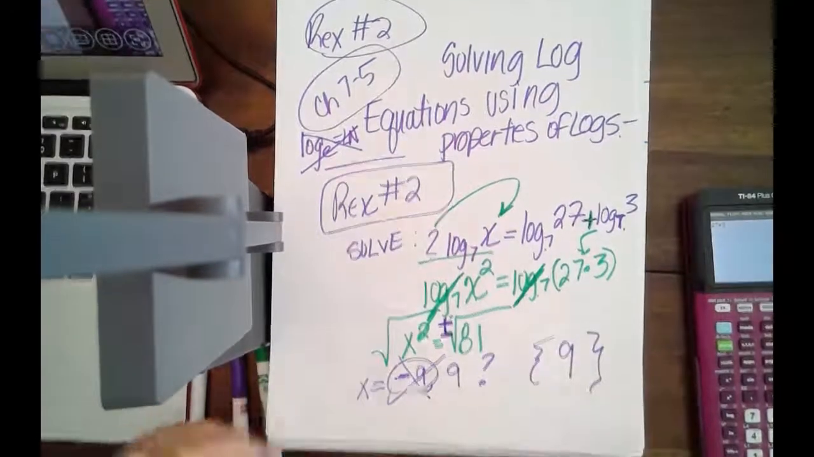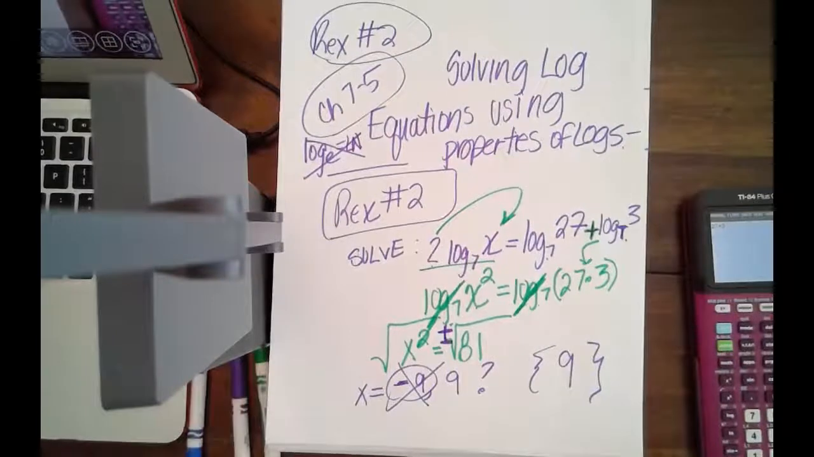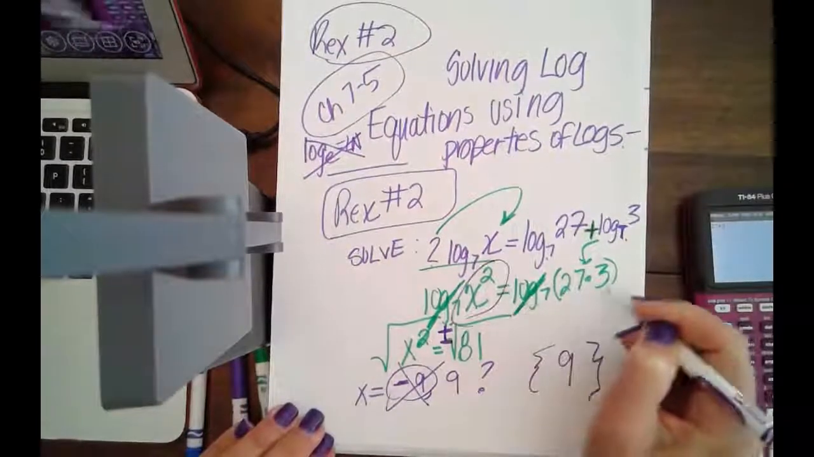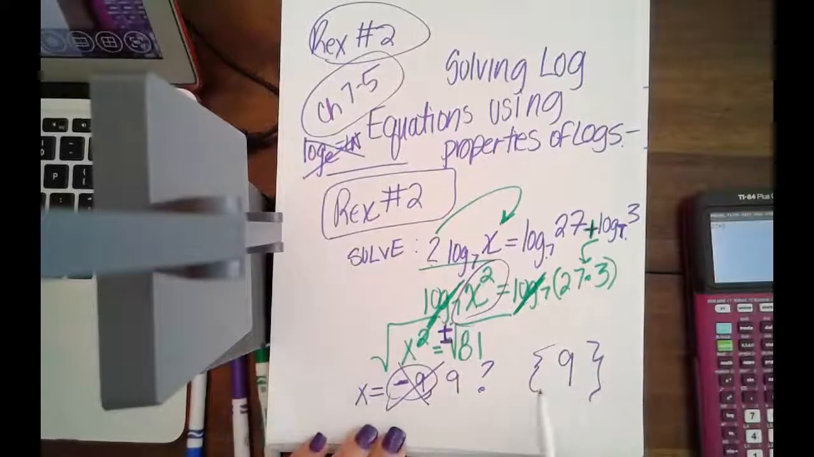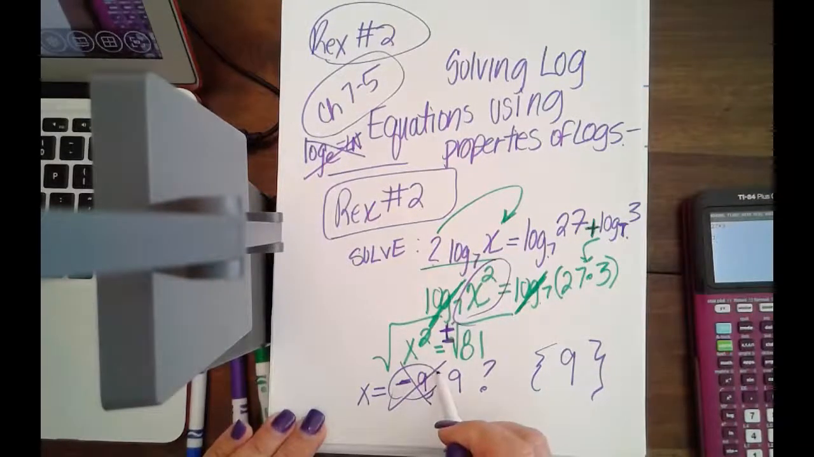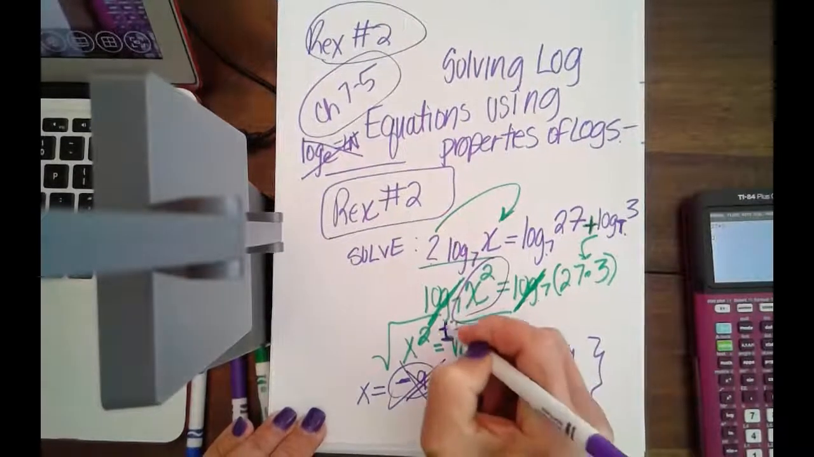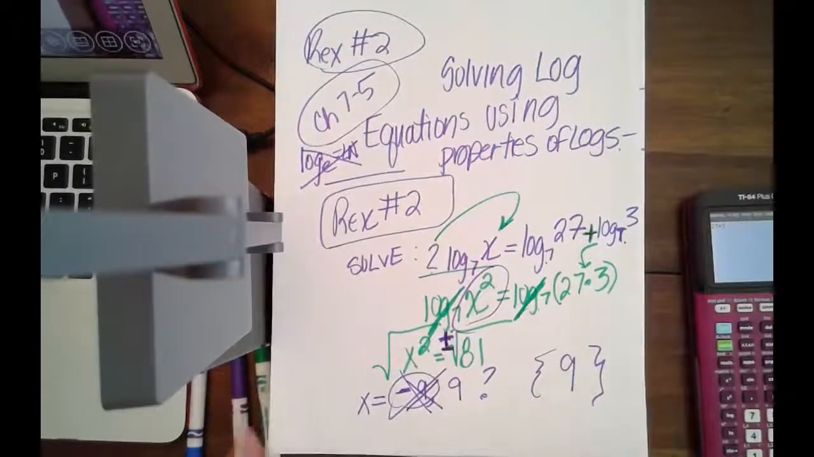So that one we ended up with log on both sides. We were able to cancel it out, and x squared equals 81. Square root property, took the square root of both sides, and we tested, and negative 9 did not work. Don't forget your plus or minus on these types. So there's that one.